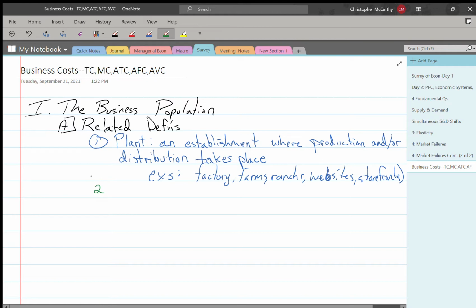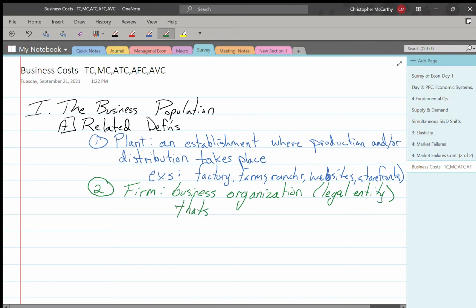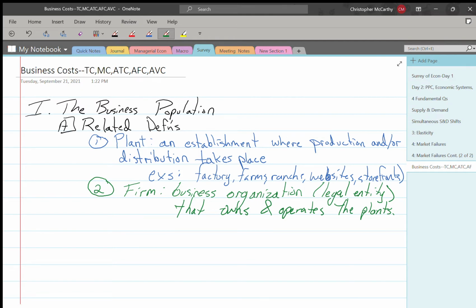So secondly, we're going to talk about the legal entity. So this is the firm. So the firm is the business organization that owns and operates the plants. So, Procter & Gamble, right? They make a lot of our soap and shampoo and deodorant and things like that, right? They're the firm that owns all of the different individual factories and distribution centers that they have.